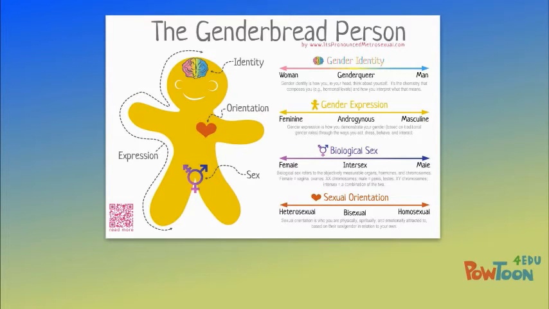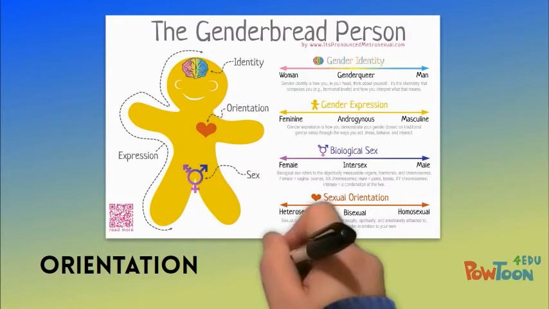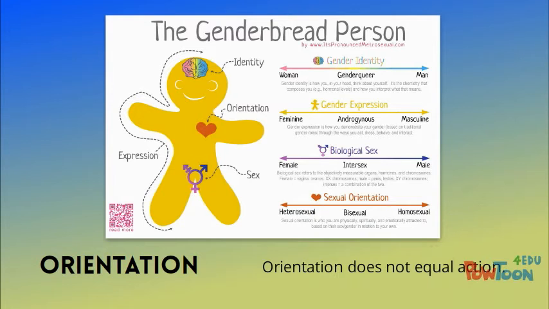As the gender-bread person from itspronouncedmetrosexual.com points out, orientation refers to one's sexual and romantic attraction. It is a matter of the heart. It does not equal action. One does not need to have a sexual experience to know their own orientation.